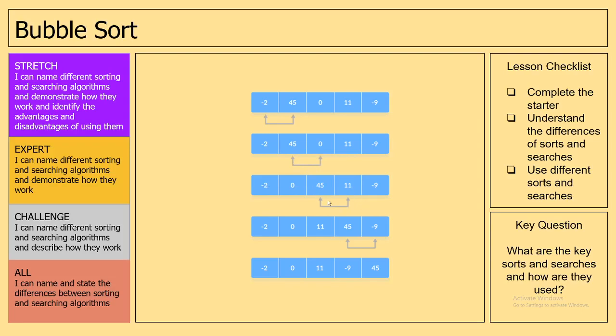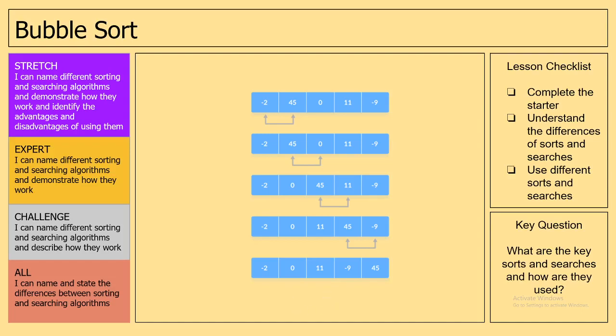And then we're looking at 45 and 11. That's not right, is it? So what do we do? We go around for a 4th time. We write it out again. -2, yes. 0, yes. 11, yes. 45, yes. -9. No! That's not the right way round. So what do we do? We switch it round. So now we've got -2, 0, 11, -9. That's not right. So we'd move -9 to there. We'd move 11 to there. And we'd rewrite it. That's not right. We'd rewrite it out again until we've got our numbers in order.